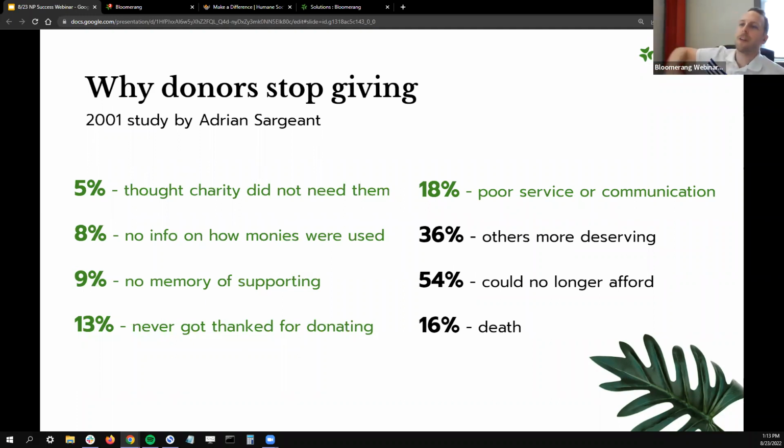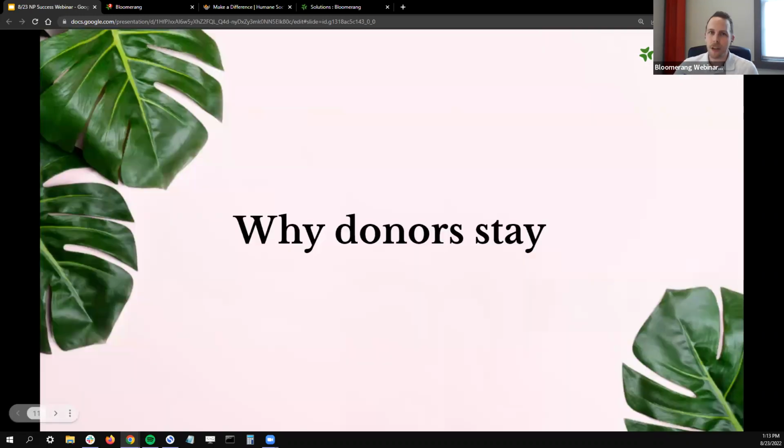So yes, 36%, 50%, 16%, they're not giving because either they can't afford it, want to give to another organization, or someone has passed and they are just not giving again. So those are, I would say, outside of your control. It's something that's a little bit tougher to diagnose, but I think it's really interesting that these are some very simple, straightforward problems that just by focusing in on these, we can increase donor retention.